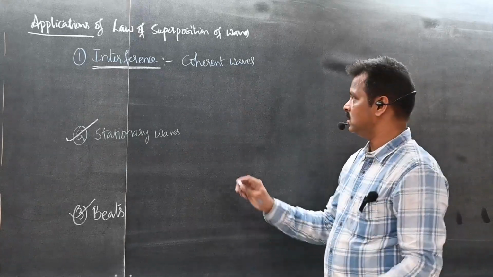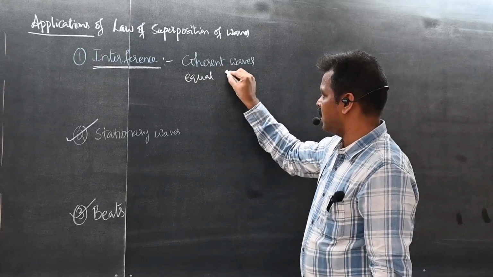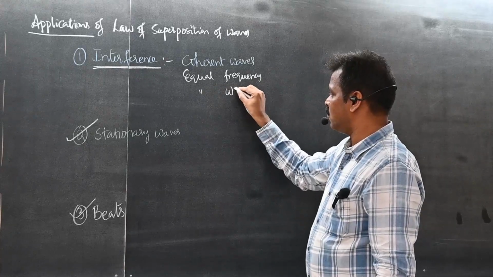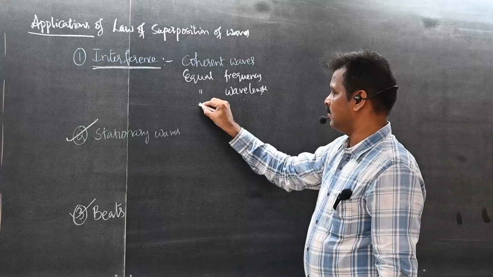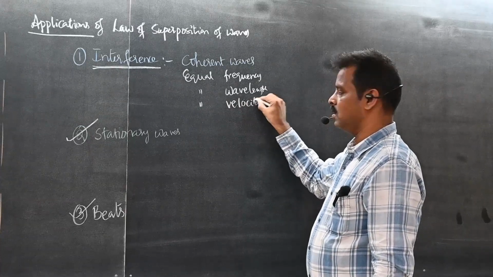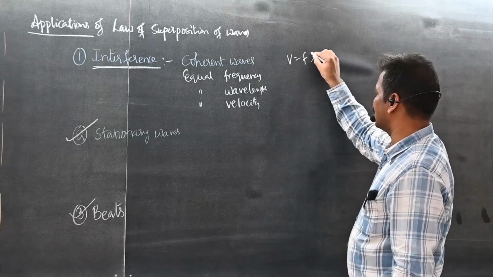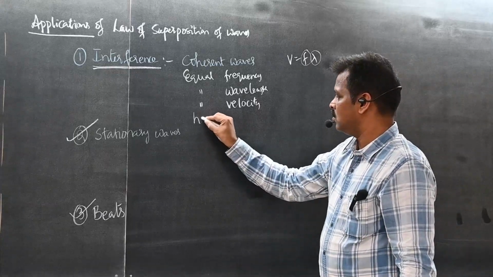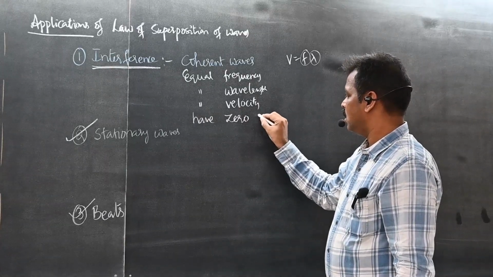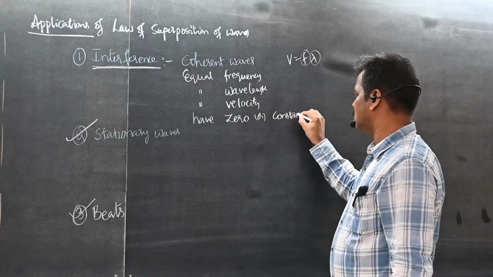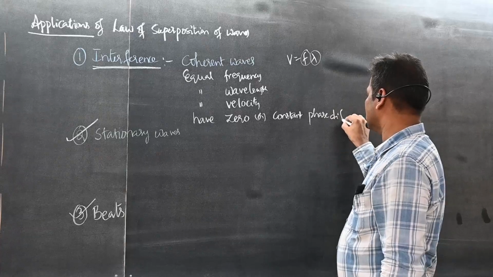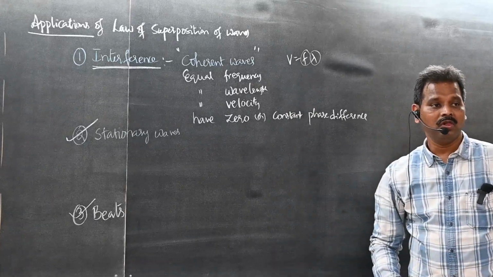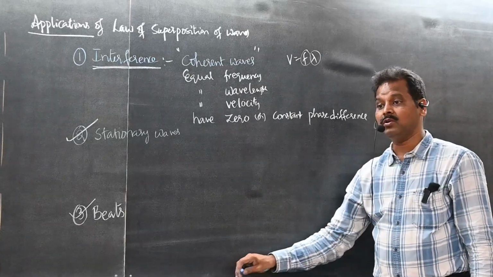If any two waves have equal frequency, equal wavelength, automatically they will have equal velocity, because v is equal to f lambda. f and lambda both are same, then velocity must be same, and have zero or constant phase difference, then they are known as coherent waves.